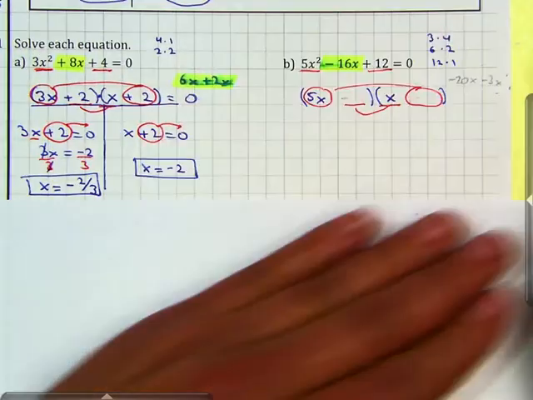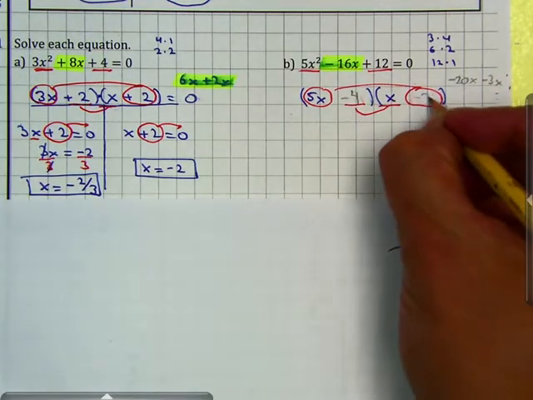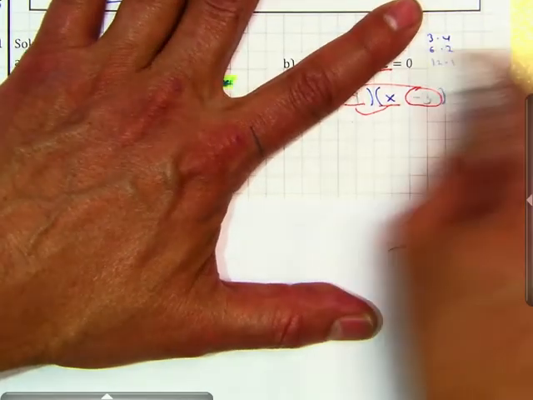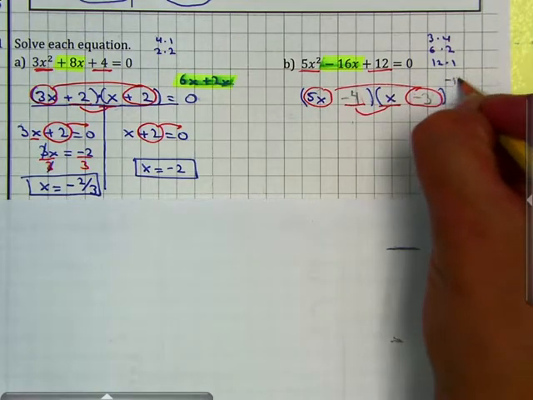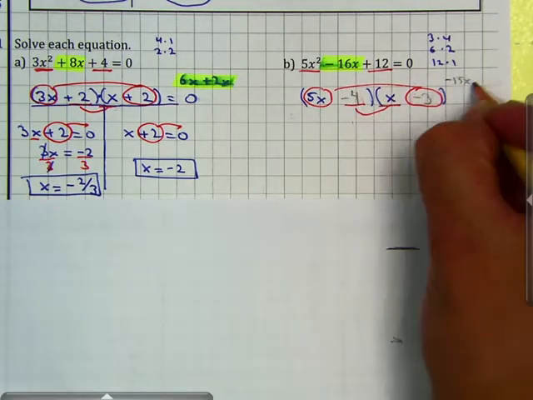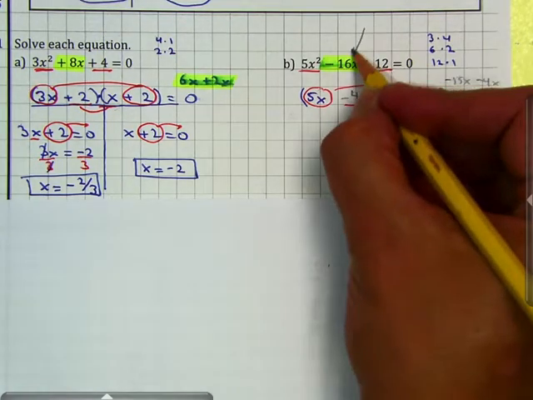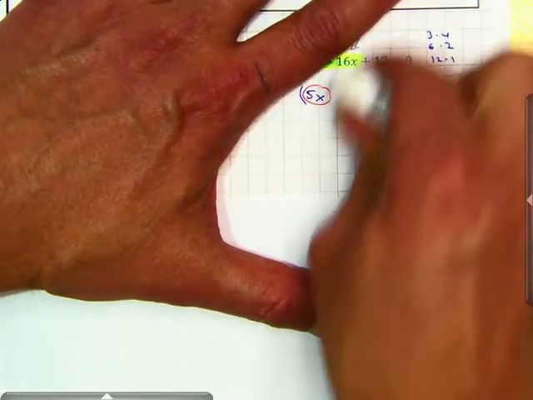And I know at this point some of you already have a factor. But let me just go through the process. So I'll put my 4 in here and my 3 here. And I have 5x times negative 3 will be negative 15x. Negative 4 times x will be negative 4x. If I add them together, does it give me a negative 16? No.